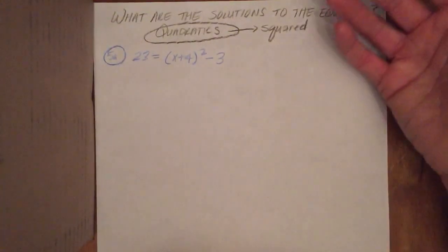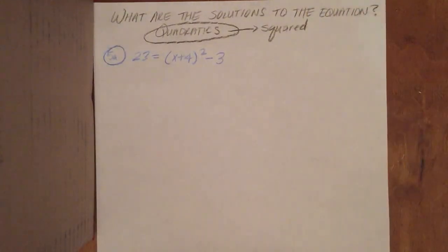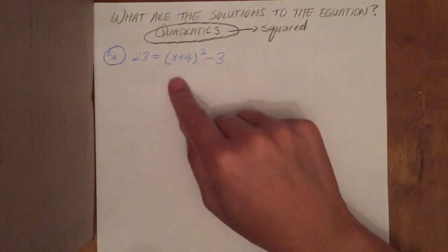Cubics is when you've got cubed. Quartics is when you've got 4. So we're going to look at quadratics. Quadratics is when it's squared. So let's look at the first example.